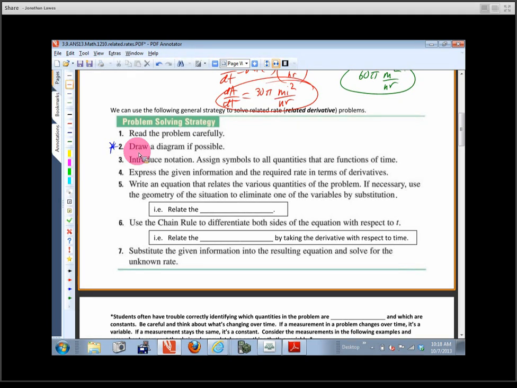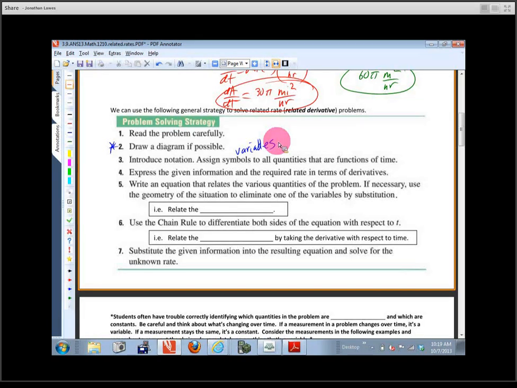Okay. Introduce notation. Assign symbols to all quantities that are functions of time. In other words, figure out what variables you're going to use. And it's a really good idea to choose variables that represent what you're looking for. So if you're looking for a height, use an H. If you're looking for a horizontal distance, probably an X. A vertical distance, maybe a Y. Just to remind you of those.